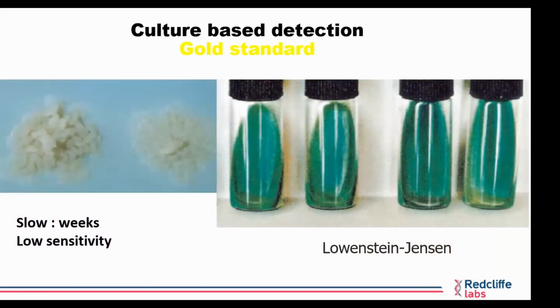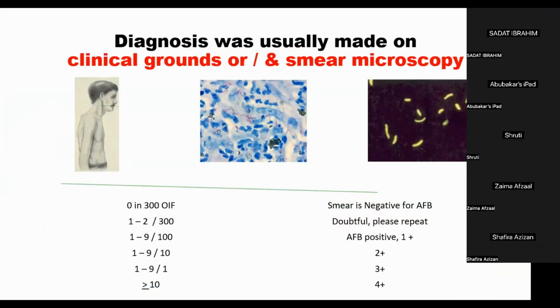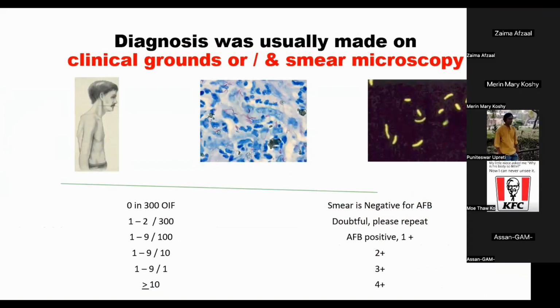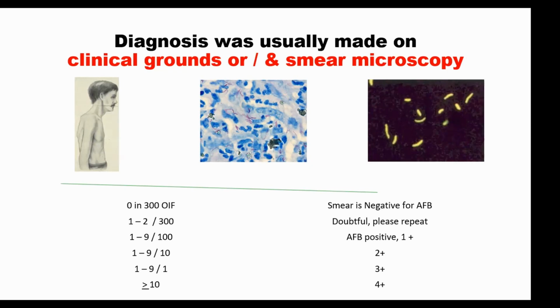Culture on Löwenstein-Jensen media became the gold standard, but the culture was slow, taking weeks, and low in sensitivity. So smear examination became the standard of diagnosis. Unfortunately, the smear, though it is cheap, quick, and easy to perform, is not sensitive. The bacterial load must be 10,000 bacteria in the sample before you can detect it as positive.